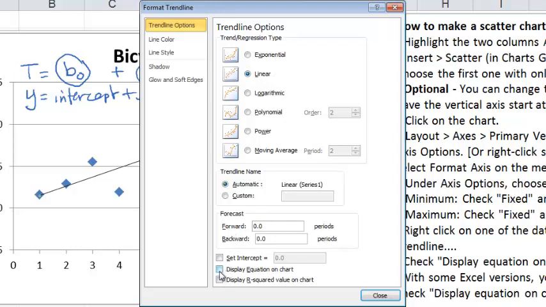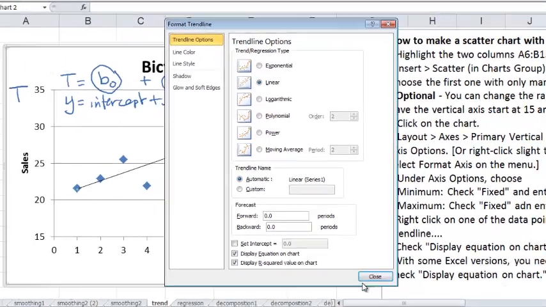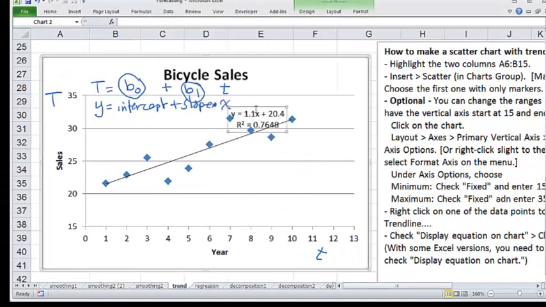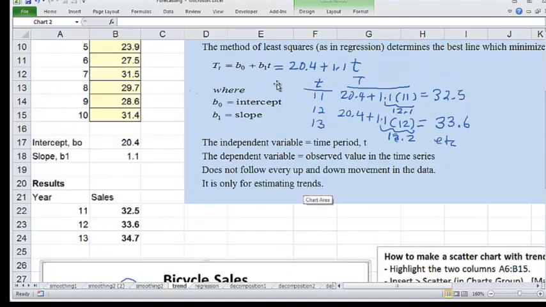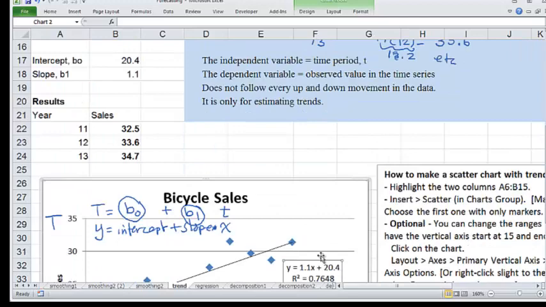And then here you have display equation and chart options, so we want to click that. And if you wanted to display R-square value, you could also do that. Oh, why not? Let's do that. And then we say close, and you could see here we have the equation and the R-square value. Y is 1.1x plus 20.4. You could see that 20.4 here is the intercept, and 1.1 is the slope. It's just that the two terms are in different order, but it's the same expression.